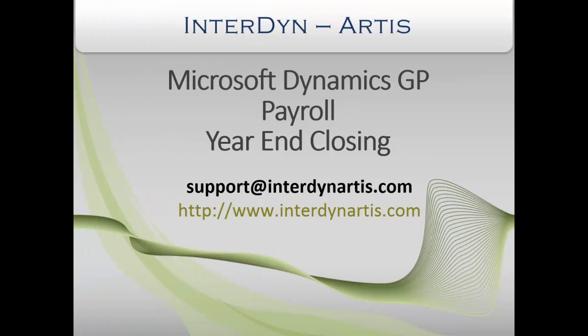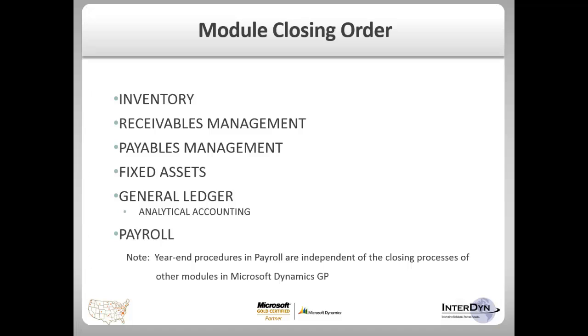Today we will be discussing the Microsoft Dynamics GP Payroll year-end closing processes. There is a specific order in which each module should be closed within Microsoft Dynamics GP. They are as follows: Inventory, Receivables Management, Payables Management, Fixed Assets, General Ledger, Analytical Accounting, and Payroll. Please note that the year-end procedures for payroll are independent of the closing processes of the other modules that are within Microsoft Dynamics GP.